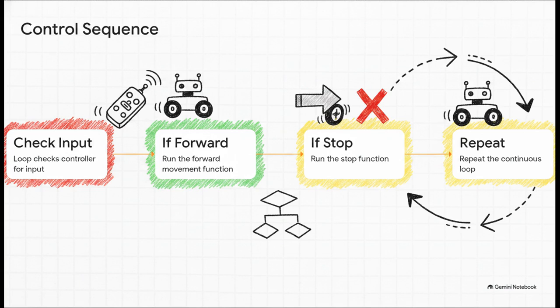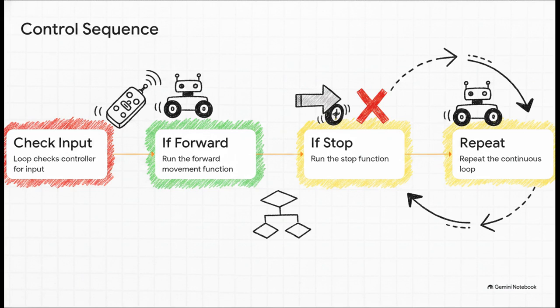But what if it's not pressed? Well, that brings us to step 3, our second conditional. If the stop button is pressed, or honestly, more accurately in a lot of programs, if no buttons are being pressed at all, then run the stop function. Step 4, the cycle completes, and the loop repeats, jumping right back up to step 1.